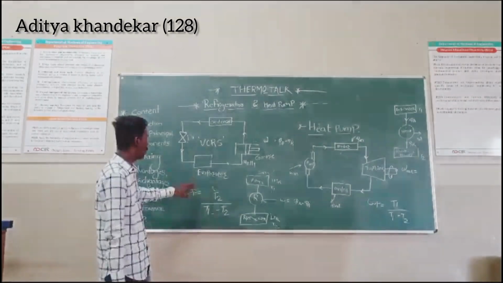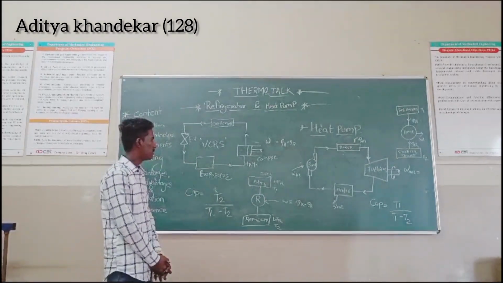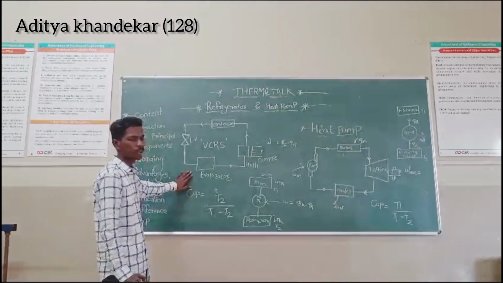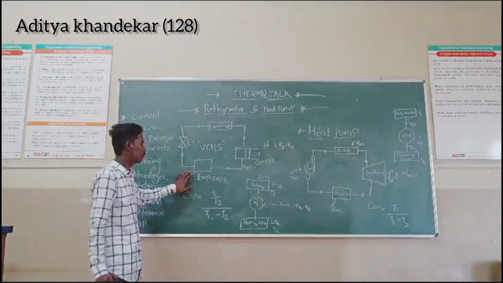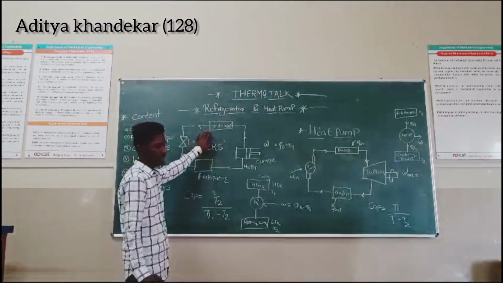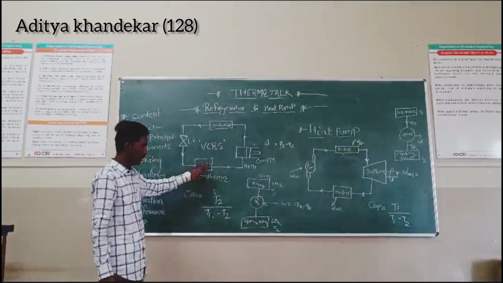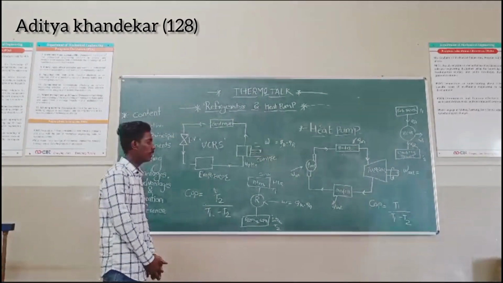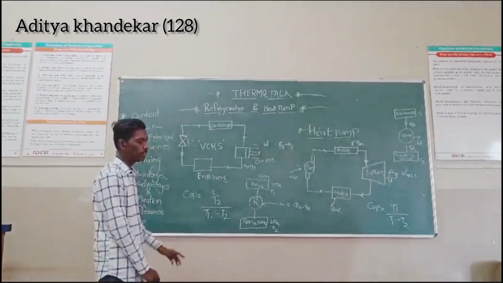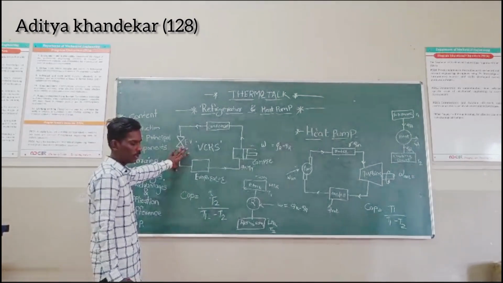The second one is the evaporator. The evaporator is a heat exchanger. It is used to carry the refrigerant all over the body. And the last one is the condenser. The condenser is a heat exchanger fitted outside the refrigerator. In this, the vapor will get condensed into liquid and the temperature will come down to the normal level.